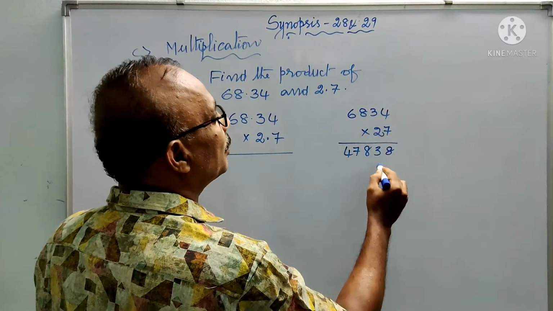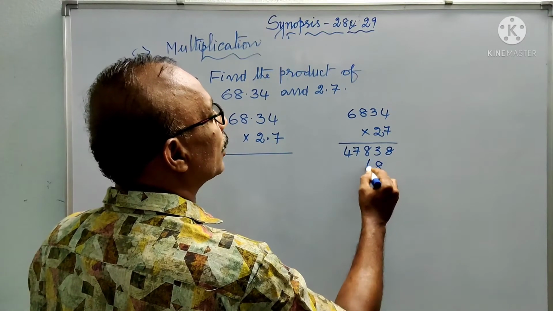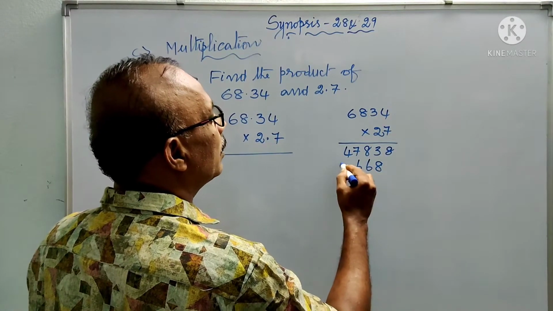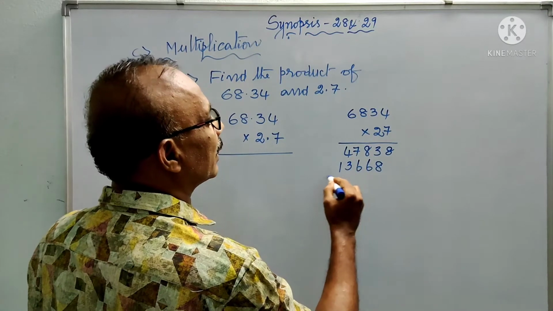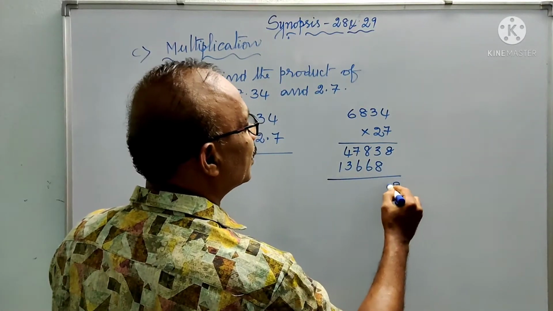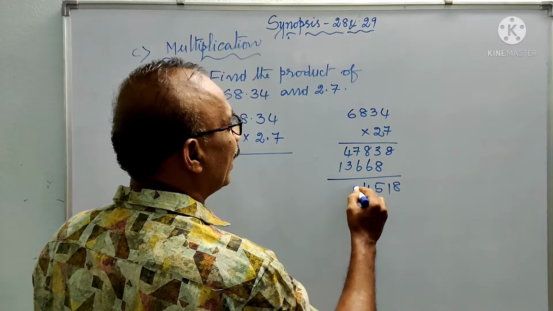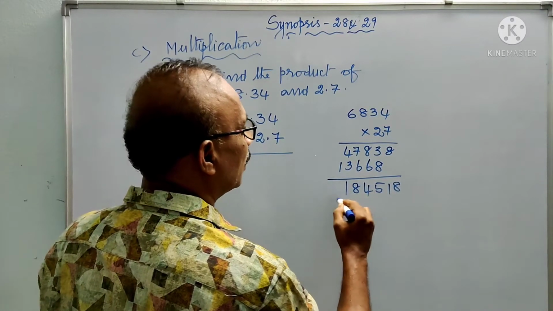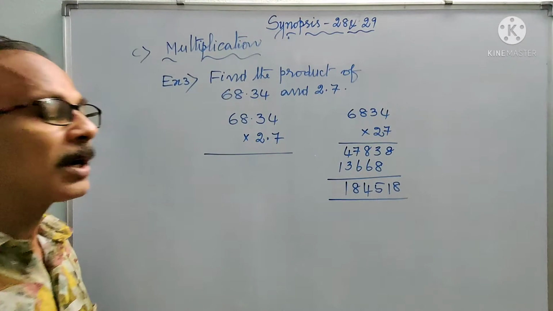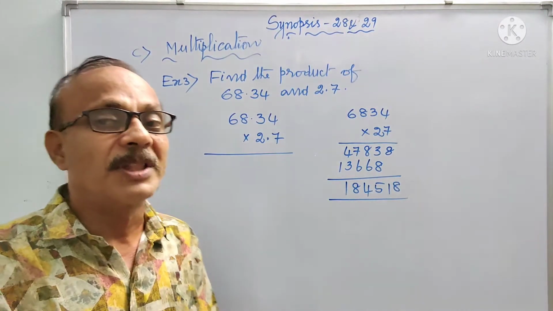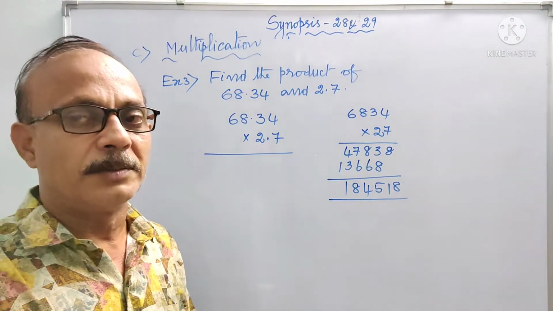Now when you multiply with 2, 2 fours 8, 2 3 6, 2 8 16, 2 sixes 12 plus 1, 13. So add: 8, 11, 15, 14 and 8, 1. So this is the product of these two numbers without point.